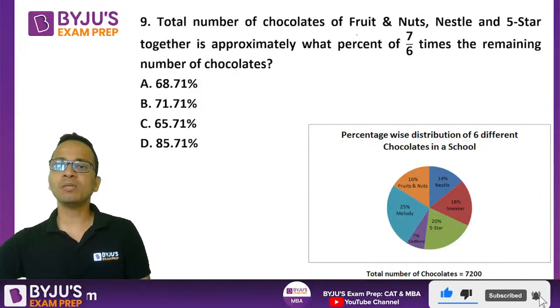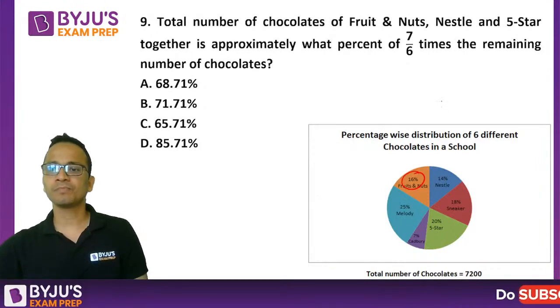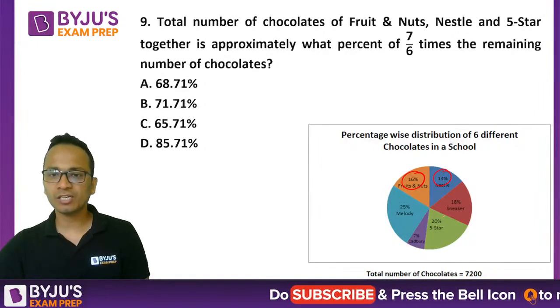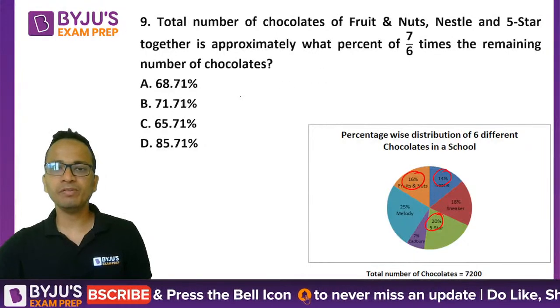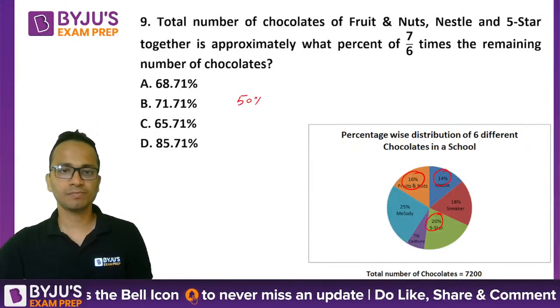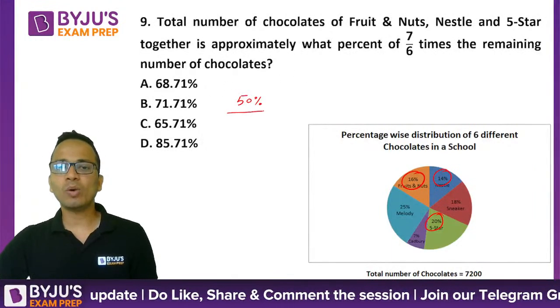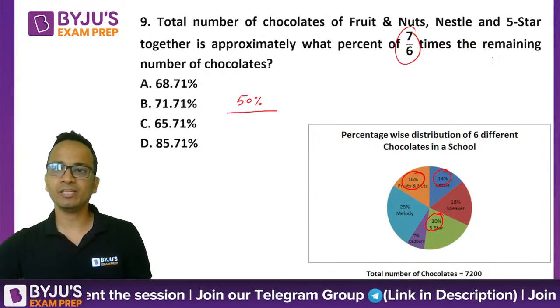Okay. Now total number of chocolates of fruit and nut. So fruit and nut है 16%, Nestle is 14% and 5 star is 20. So 16 plus 14 plus 20, that will be 50%. Simple calculation. 50%. This value is what percentage of 7 by 6 times of the remaining chocolates?